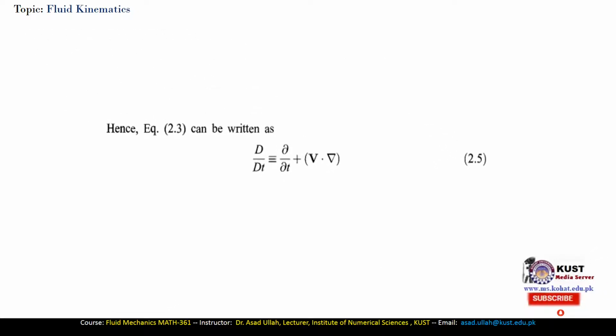Hence, equation 2.3 can be written in the form of equation 2.5. Equation 2.5 is the vector form of the material derivative. In this form, the first term, partial rho over partial t, is the local change with respect to the time t, where V dot nabla is the convective change. So, the material derivative is the total derivative, that is the sum of the local change plus the convective change.